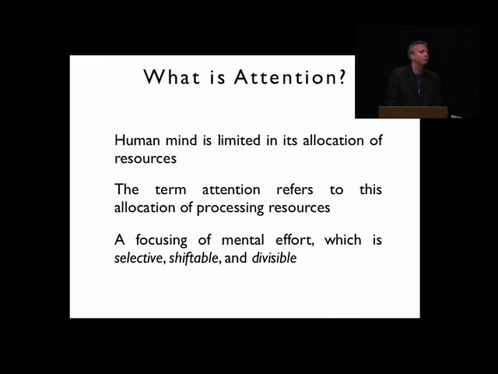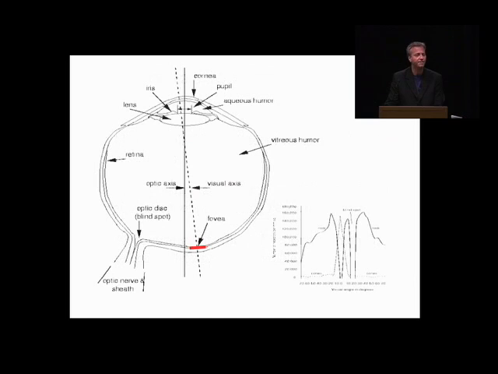And the term attention refers to the way it allocates processing resources through focusing of mental effort in a way that's selective, shiftable, as well as divisible. And this happens as early as right in the eye. We see here a picture of the human eye with the retina at the back. And what we see there is a red spot, which we call the fovea. Now, the information that's being processed in the fovea is of much higher resolution than anywhere in peripheral vision. So there's a real drop-off of resolution outside that 2 to 5 degree area. And that means we need to move our eyes in order to focus things and in order to filter things.